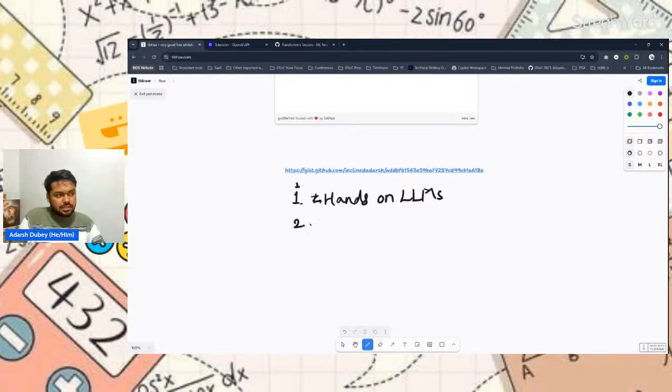The second thing is there's a DeepLearning.AI course you should check. They have a really beautiful course on how LLMs work.